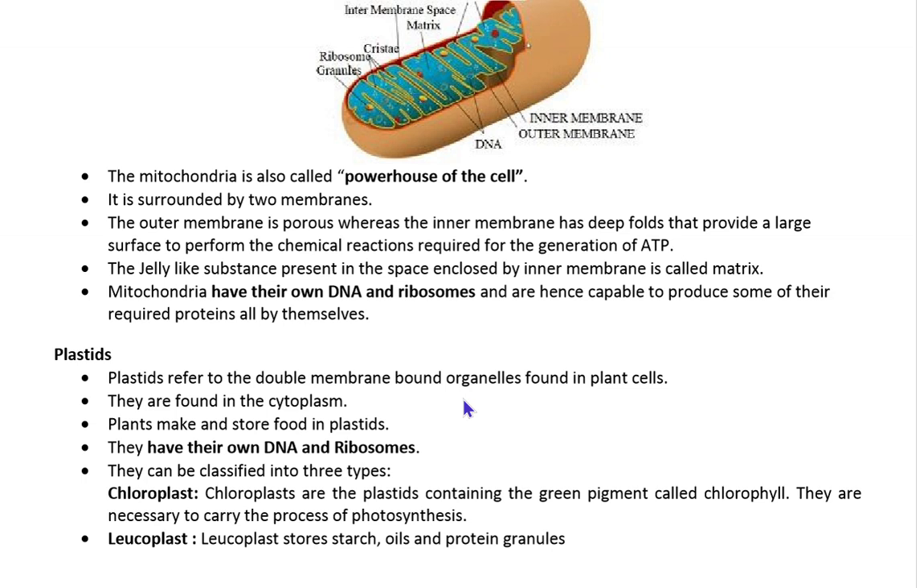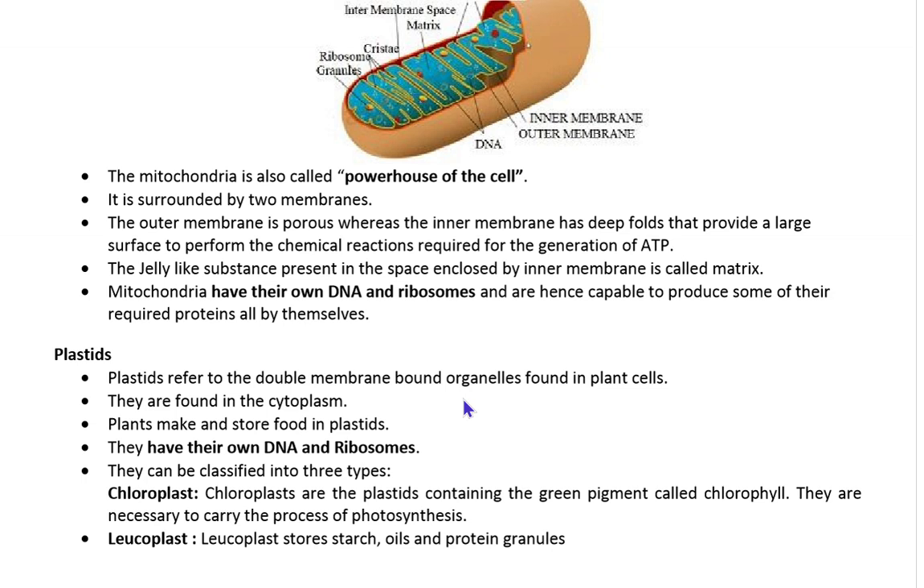So there are two organelles other than nucleus which possess their own DNA and ribosomes. They are mitochondria and plastids. Therefore they are called strange organelles. So which are the strange organelles? Mitochondria and plastids, because they possess their own DNA and ribosomes. Some of the proteins required they can produce themselves.